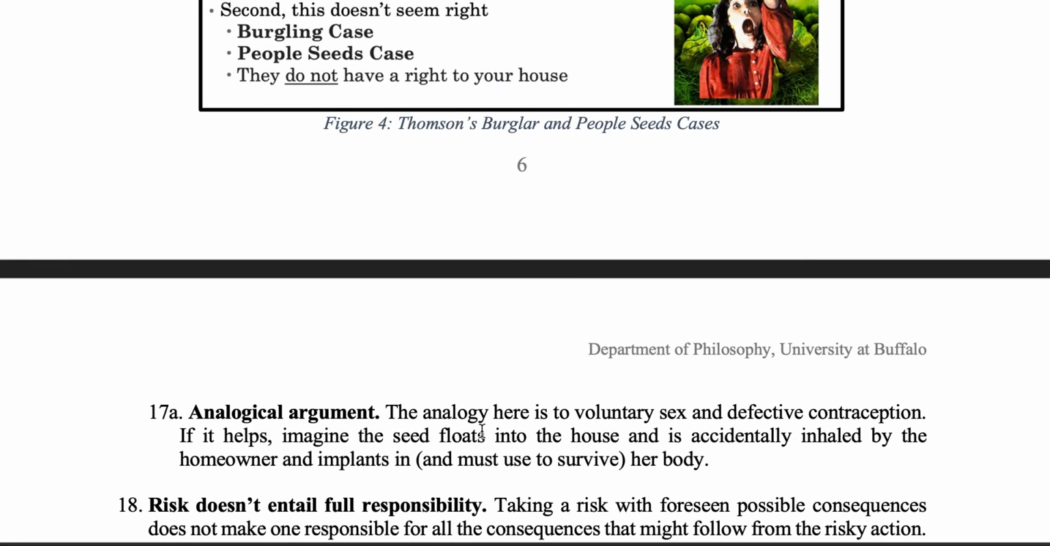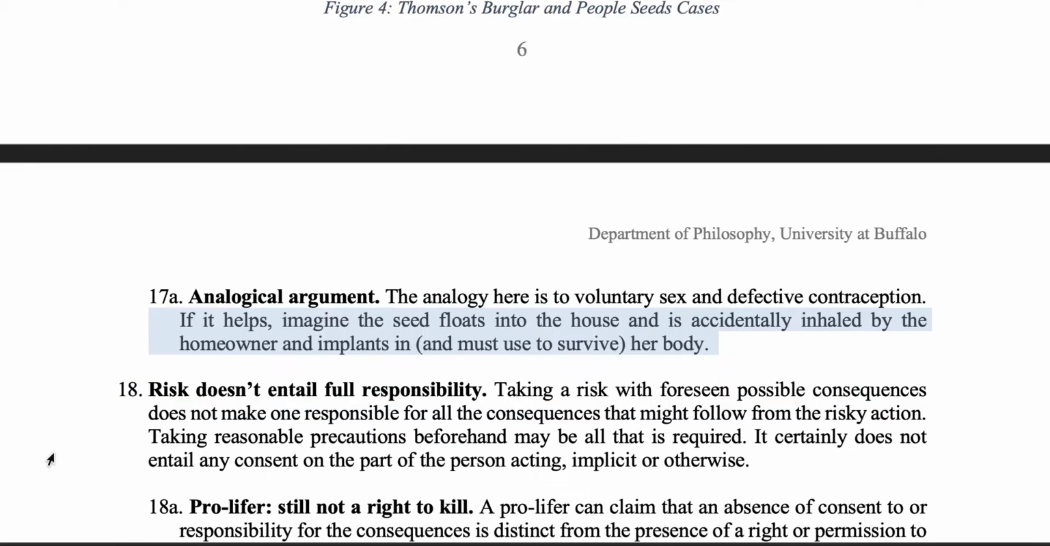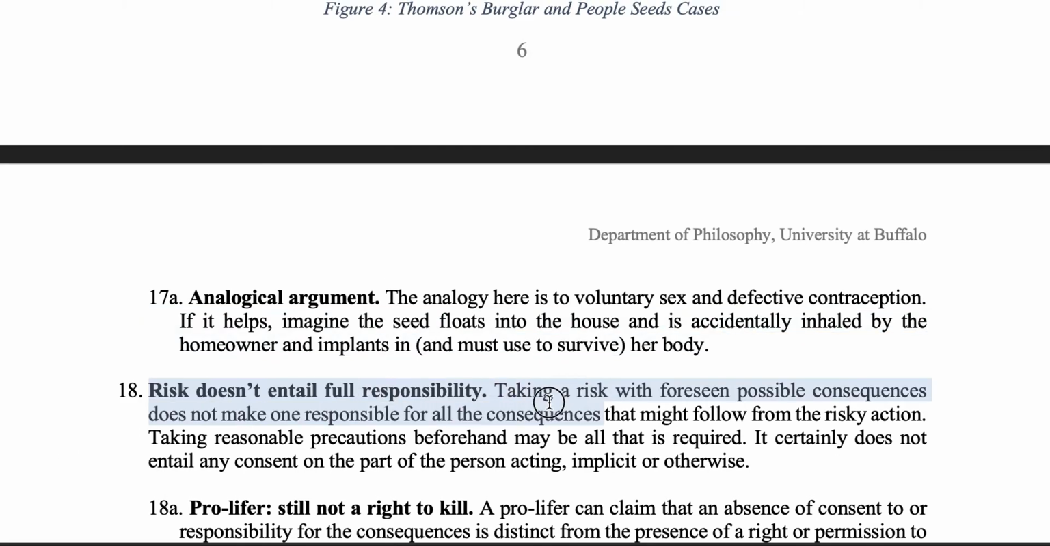Okay, so the analogy here is to voluntary sex and defective contraception. That's the analogy. Imagine the seed floats into the house and then accidentally is inhaled by the homeowner and implants into their body. It's like Thomson just says, I just don't understand why this person has given over their right to their body in their house. It's like, you just have to keep your windows closed all the time? Like, there's ways to reduce the risk of this happening. So why can't I enjoy the outside air and so on if I'm taking these steps to reduce the risk of an implantation?